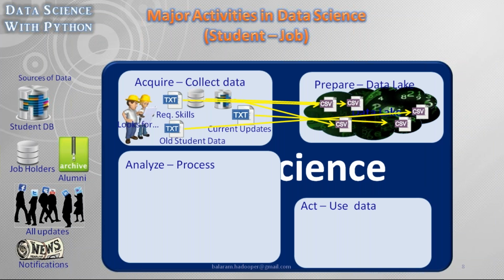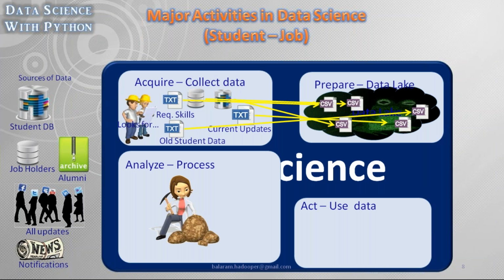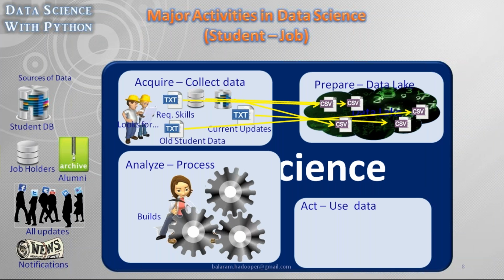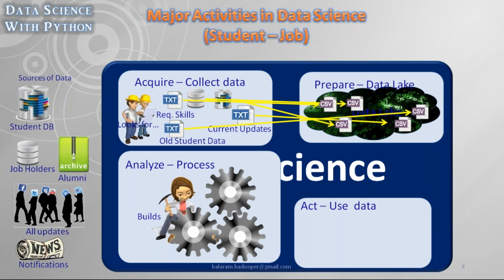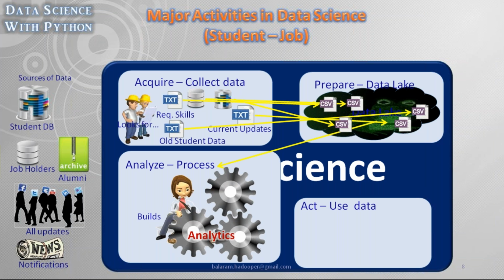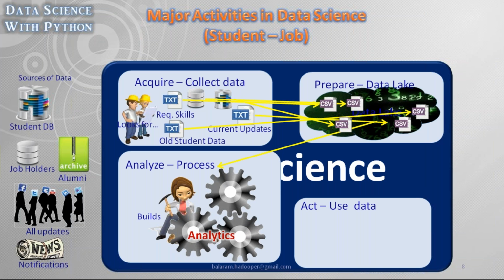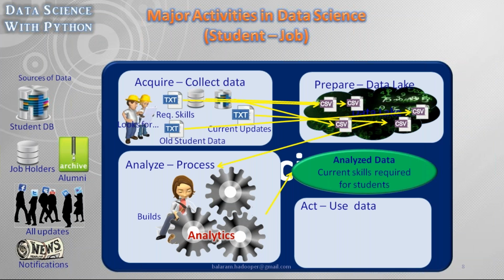Data lake means it is the collection of the data. The entire data will be available here, and it is in the same format. Generally we will take that into CSV and then analyze. Now we have to analyze the data. For analyzing the data, the data scientist has to build the analytical engine, and the data has to be taken from the data lake and given to the analytical engine, and it has to produce the analyzed data.